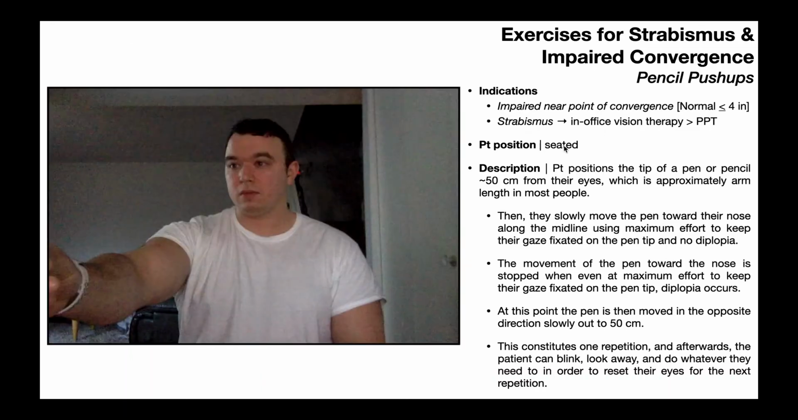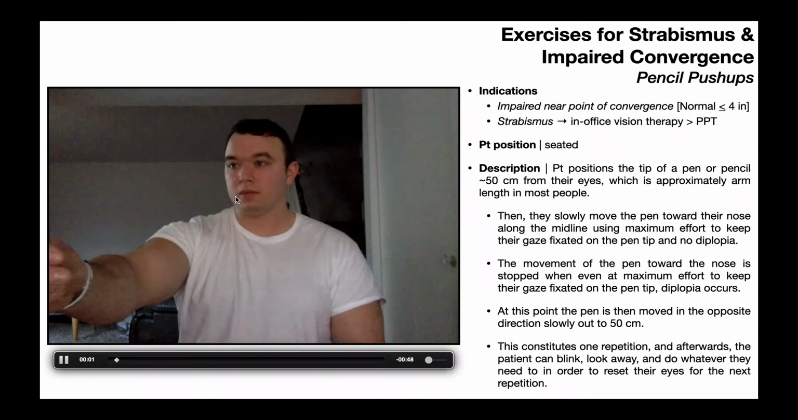The patient's going to be seated, and they're going to position the tip of a pen or pencil approximately 50 centimeters from their eyes. Are you going to get out a tape measure and measure this? No. But know that 50 centimeters is approximately arm length in most people, like you see here. Then they're going to slowly move that pen toward their nose along the midline, using maximum effort of the eyes to keep their gaze fixated on the pen tip and no diplopia, so no double vision.